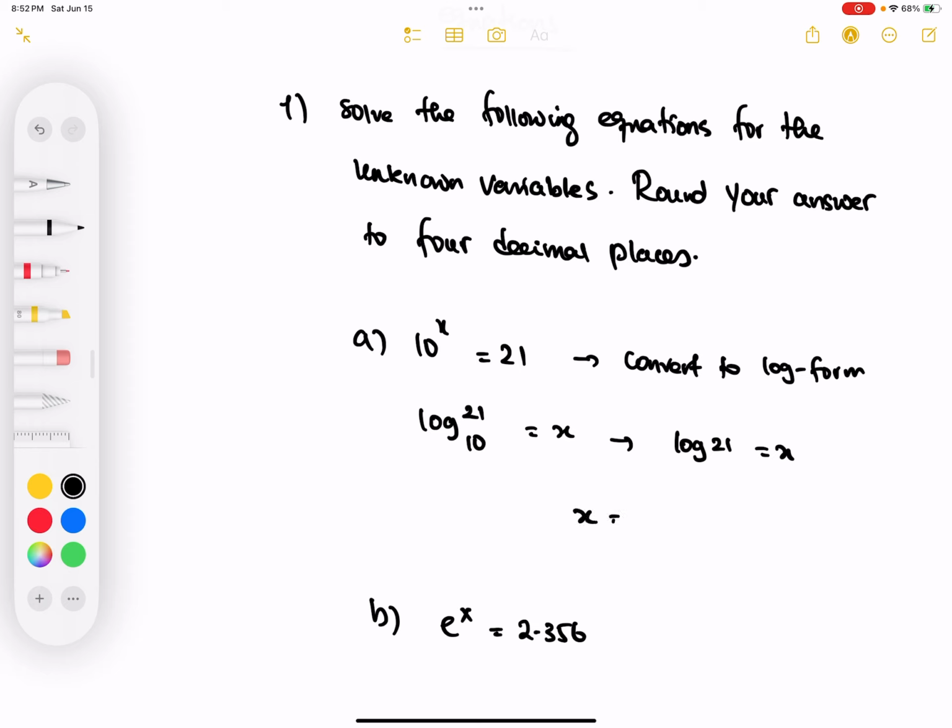x is equal to 1.3222. Remember, when you do your assignment, be careful about the instruction, 4 decimal places. So the answer is this one.